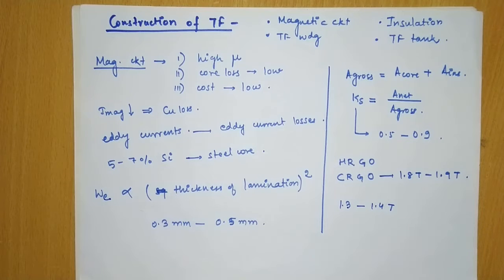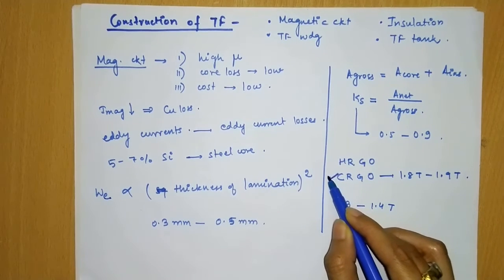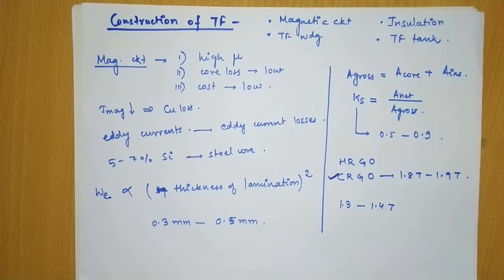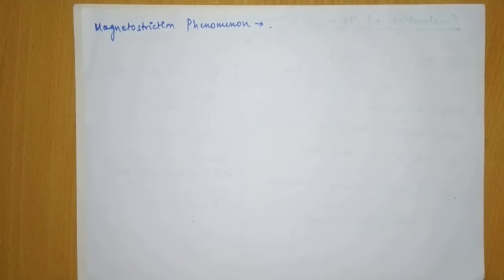Let's see what are the advantages of CRGO steel. As the permeability increases, the demand of magnetization current will reduce. Next, as the operating flux density is high, the size of the transformer reduces. Also, all the grains are parallelly oriented along the higher magnetization, therefore magnetostriction phenomena reduces. Let's see what is the magnetostriction phenomena.